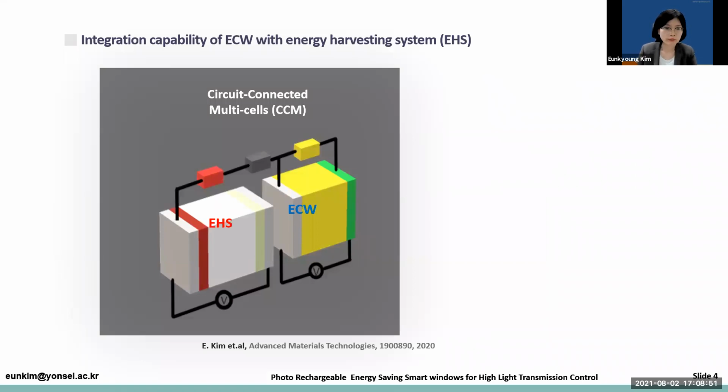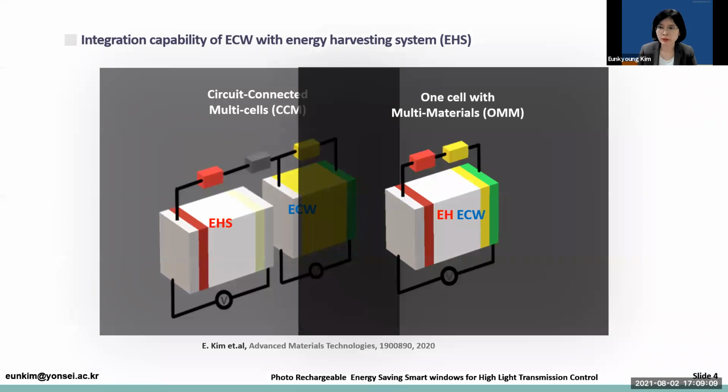These EC windows can be integrated with an energy harvesting system to switch light transmission through the window. For example, solar cells can be attached in a circuit connected multi-cell structure, or optimally one cell with multifunctional materials. Obviously, the efficiency of these cells is not high enough to provide a continuous power for the electrochromic window.